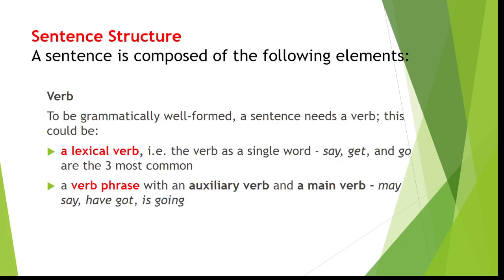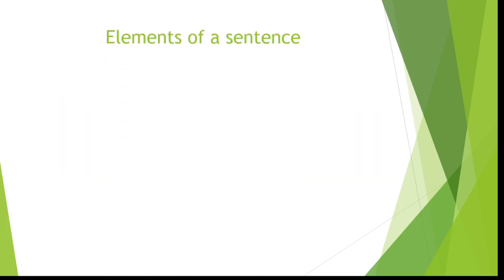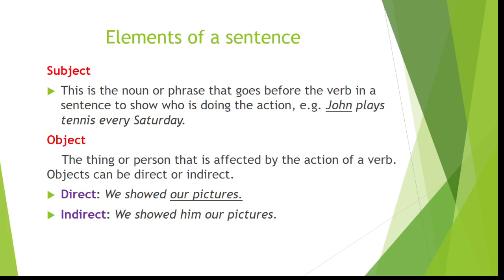This could be a lexical verb, i.e. the verb as a single word; say, get, and go are the three most common. Or a verb phrase with an auxiliary verb and a main verb, e.g. have got, is going. Elements of a sentence. Subject: this is the noun or phrase that goes before the verb in a sentence to show who is doing the action, e.g. John plays tennis every Saturday.